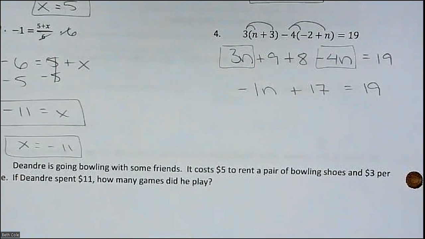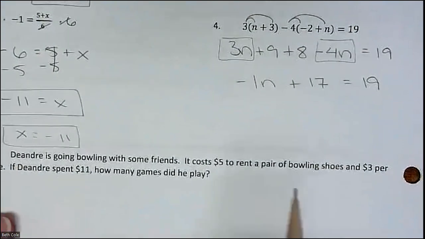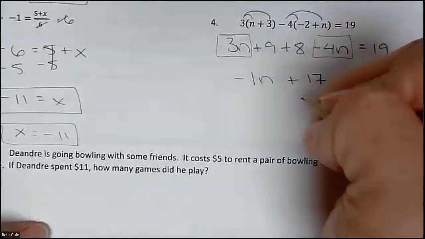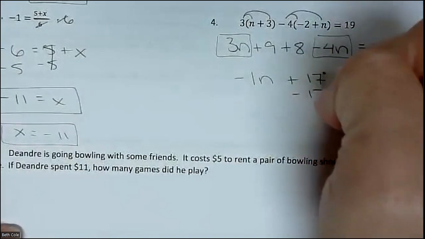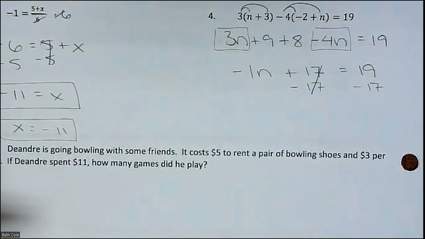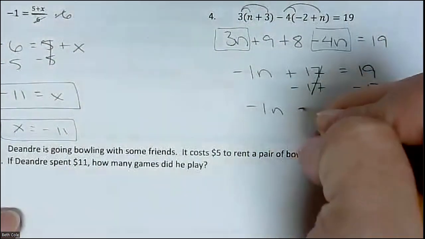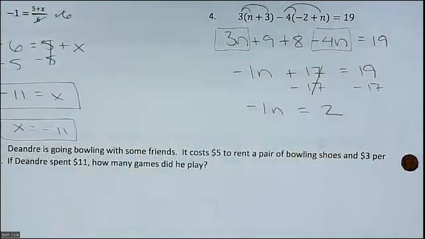Again, you want to undo what's there. It's like the mystery number. Undo what's there. So what would be next? Subtract 17. You would get negative 1n equals 2. Very good. And you have one more step.